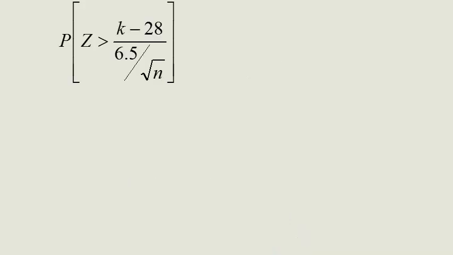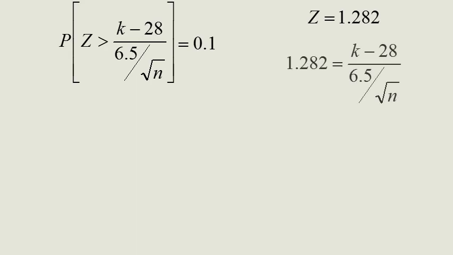Now we're here. We were given in the question that the probability of type 2 error is equal to 0.1. Well, if z is bigger than some number with probability 0.1, then the area in the right tail must be 0.1, which means that z must be equal to 1.282. So set the z formula equal to 1.282 and we get this. I still don't have a closed solution yet, but I now have two equations involving k and n.